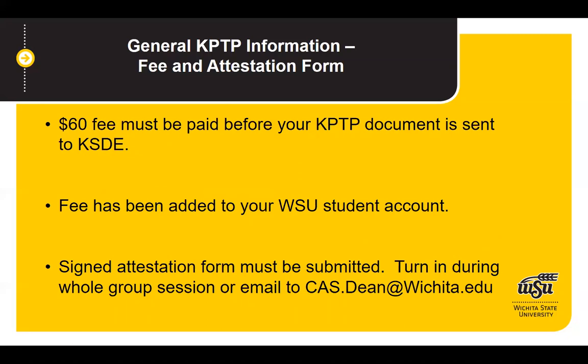Many of you will recall being notified that you were being charged a $60 fee. This $60 fee is for your KPTP document that will be sent to KSDE. There are always 2 scores of your KPTP, and this $60 fee assists the Kansas Department of Ed in covering that fee that is paid to your scores. It has been added to your WSU student account, so if you've seen that $60 fee, that is what it is.